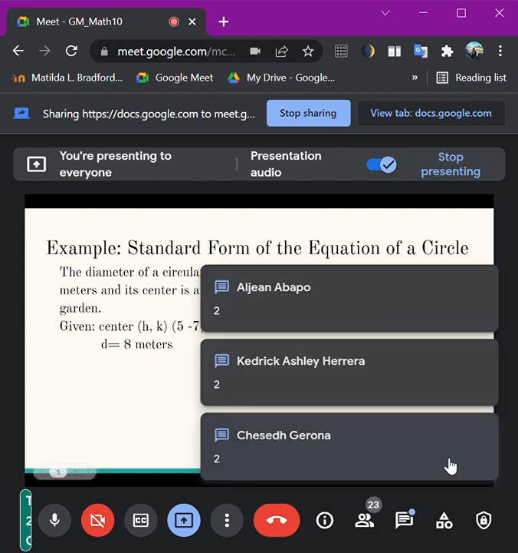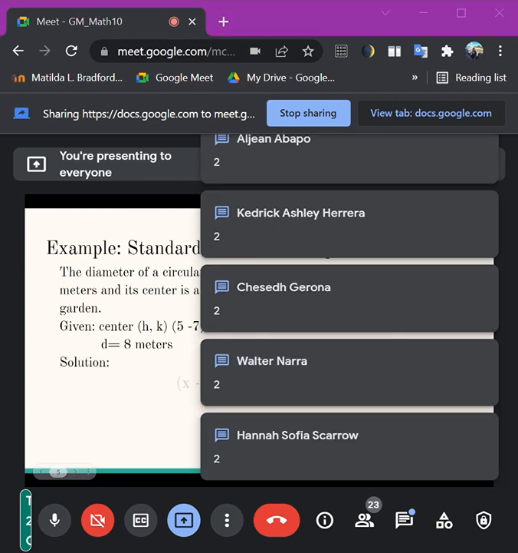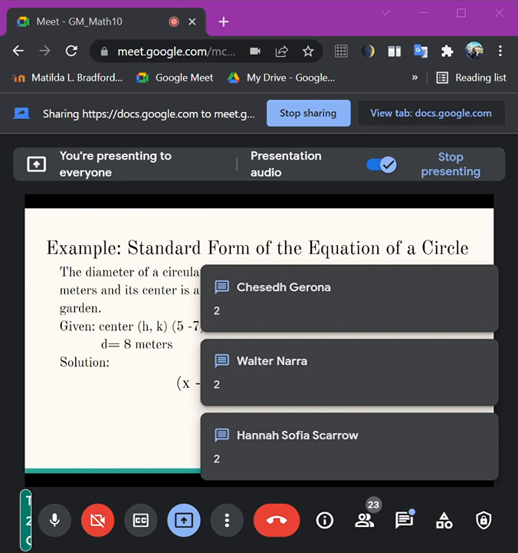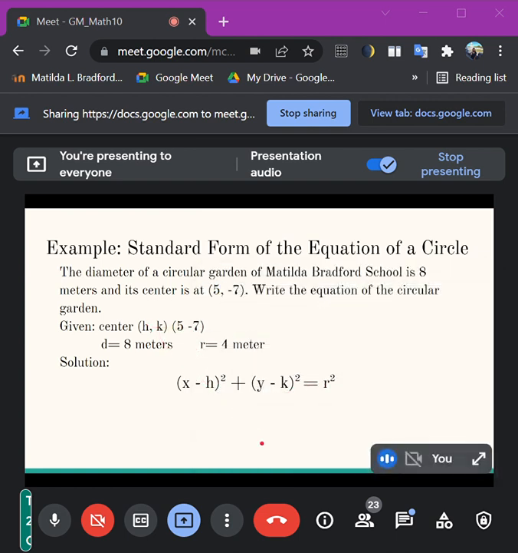Okay, we have there number 2. So, you just write it and then substitute. Substitute your h and k. So, you have there x minus 5, since it is positive, so positive 5 squared plus y minus, this one is negative 7. And then, squared is equal to your radius, 4 squared.